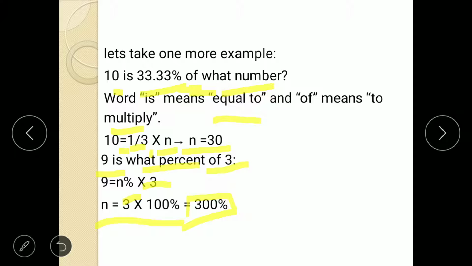We'll discuss more questions based on it. Don't worry about other questions. If the basics are clear and you're aware of what exactly is to be done, then things become very easy.